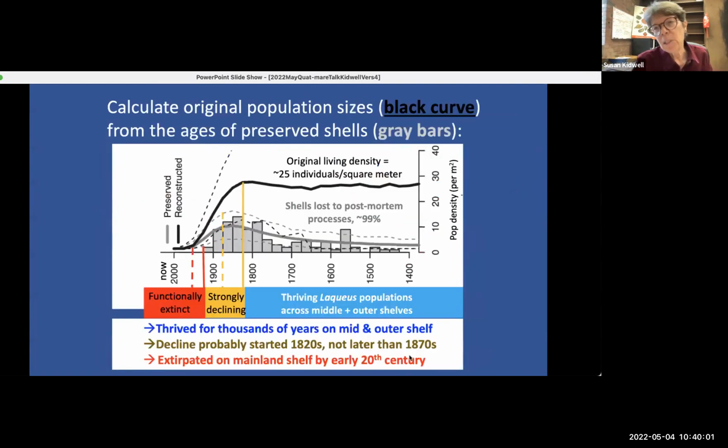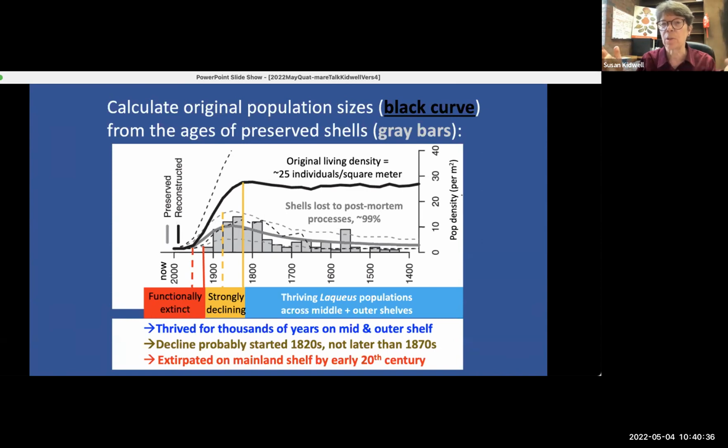So this is what got us into modeling the effects of varying the rate of input of shells and what that would do to an age frequency distribution. This is an application now of that modeling work by Adam, and it's a real tour de force. Now we have time on the x-axis, and that's 1500 AD, so Columbus, 1492, and there is today on the far left. And the gray bars are the observed frequency distribution, and the black line is Adam's reconstruction of the actual population sizes over this time.